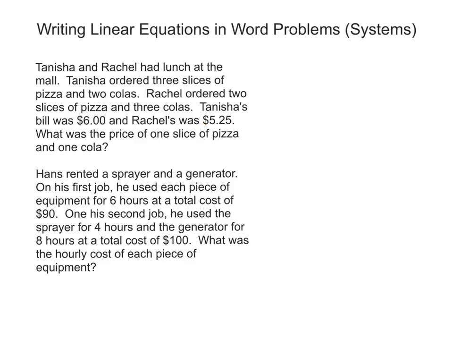In the second example, Hans rented two things, a sprayer and a generator. It talks about each piece of equipment being used, and it comes up with a total amount of money for his first job and a total amount of money for his second job. So again, that's a good way to see that these will be in standard form. So remember, standard form looks like this: ax plus by equals c.